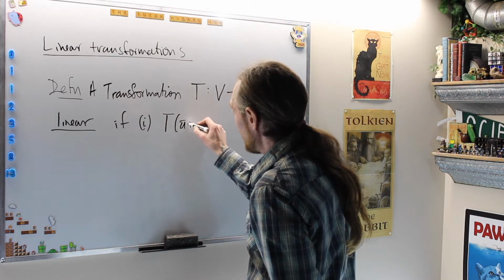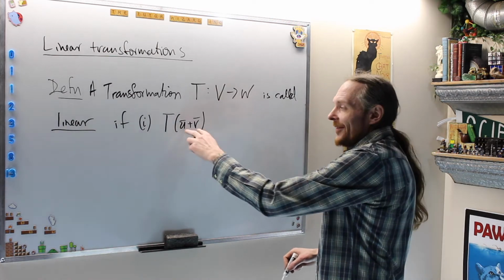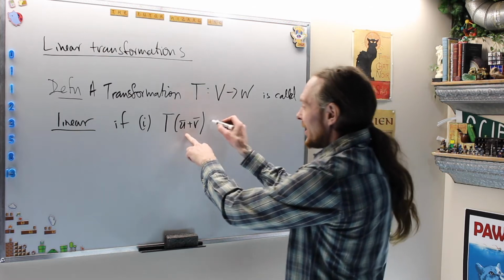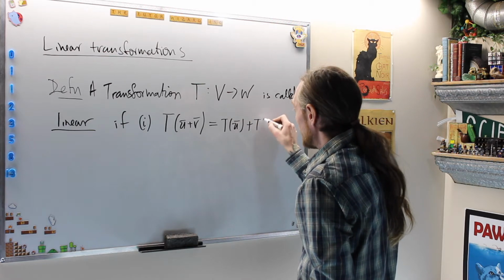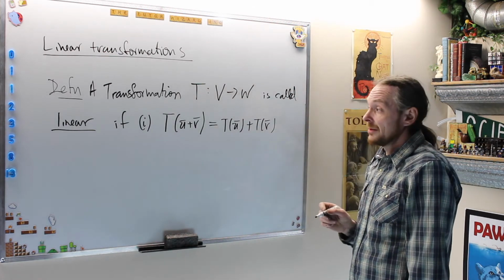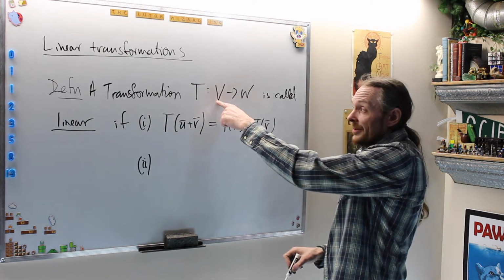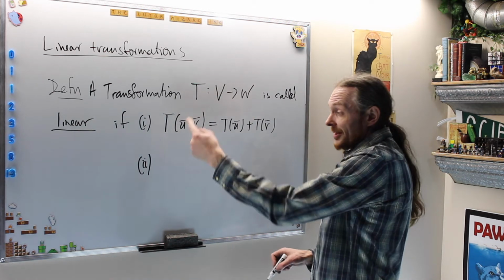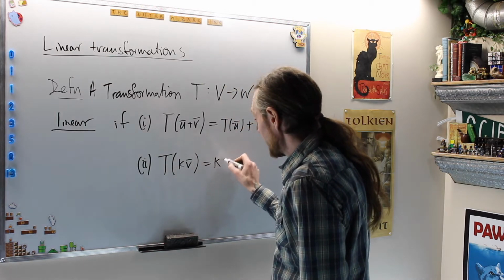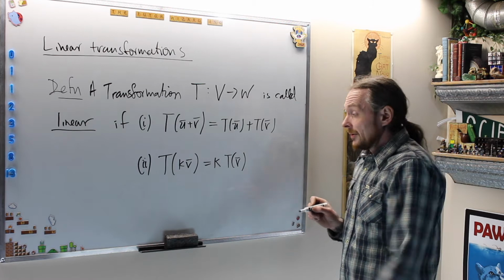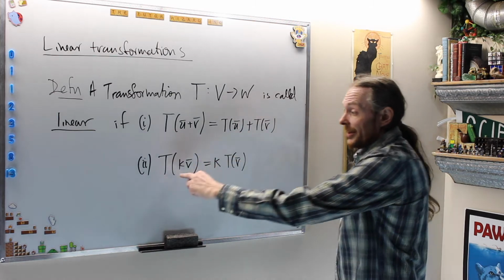T of u plus v, where u and v are inside V. If I add them in V and then apply the transformation and send them somewhere, that's the same as sending it to T of u plus T of v. So you can split sums. Two, if you scalar multiply in V first, what happens to the scalar? If I take T of kv, this will be k times T of v. So you can split sums in your transformation and you can spit out scalars.